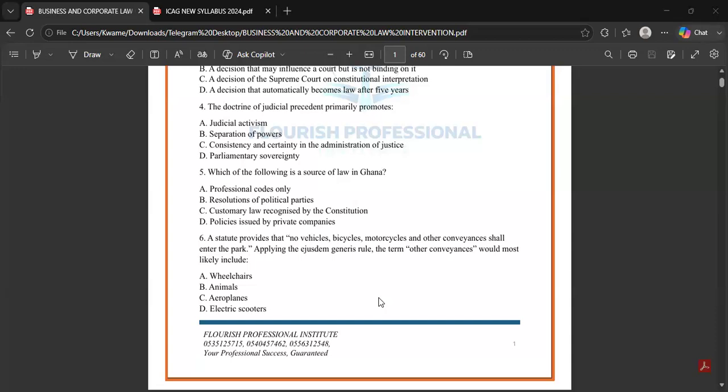Okay, I even hinted on it already. That's where, when a court passes a decision, it becomes a judicial precedent to follow what it has already said. So we believe in a justice system. I will not say that in scenario A, this is what the court chose, and in scenario B, this is what the court chose. No. So it is for consistency and certainty in the administration of justice.